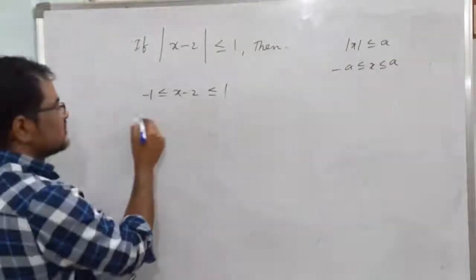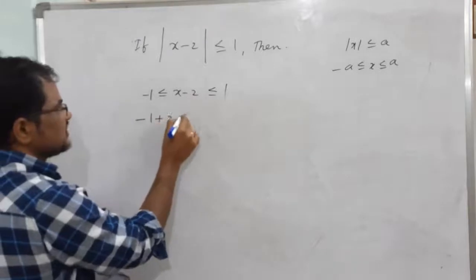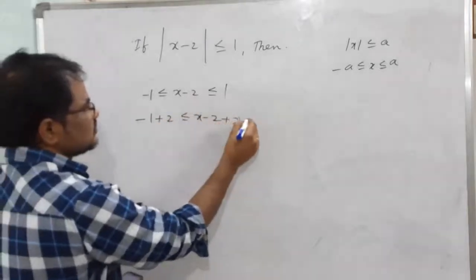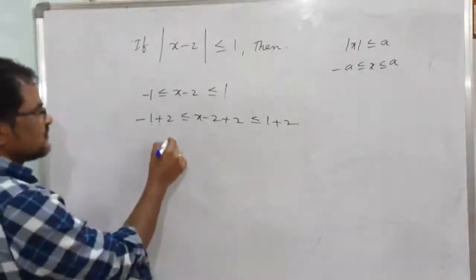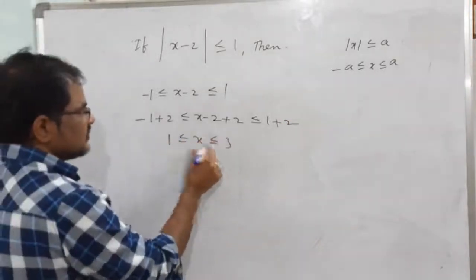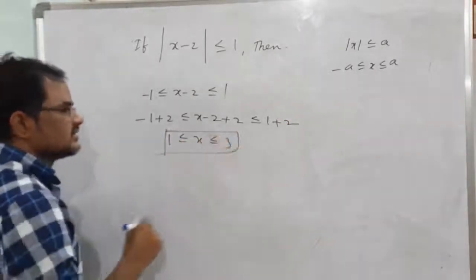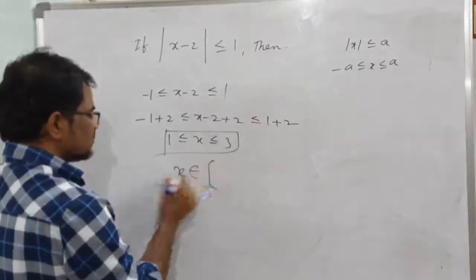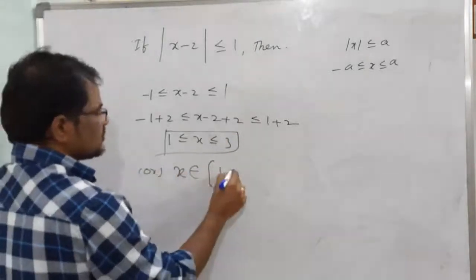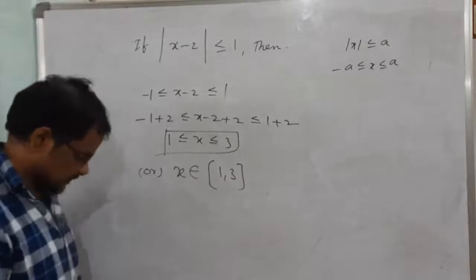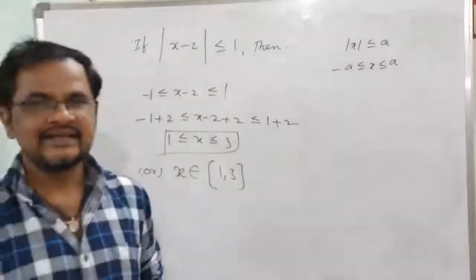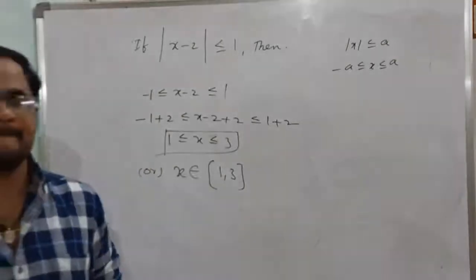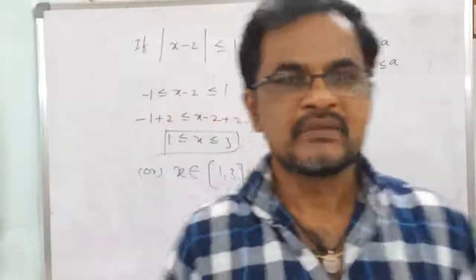Now avoid this minus 2: minus 1 plus 2 less than or equal to x minus 2 plus 2 less than or equal to 1 plus 2. So this is 1 less than or equal to x less than or equal to 3. This is our answer. In terms of interval, x belongs to close interval 1 comma 3. So first option, x belongs to close interval 1 comma 3, is given.